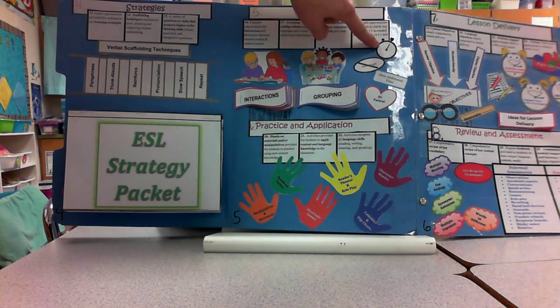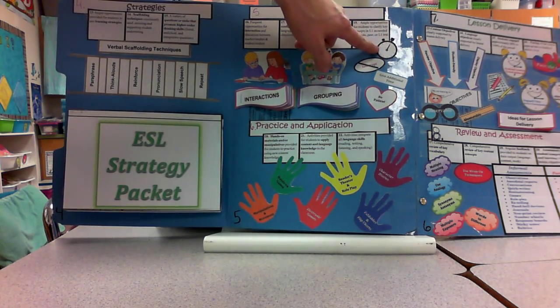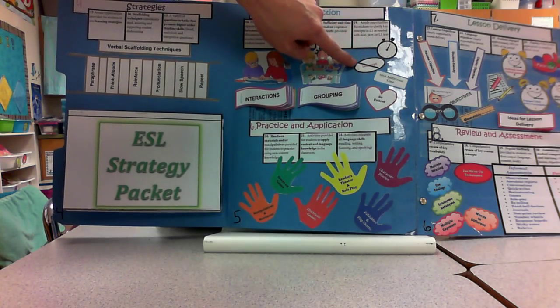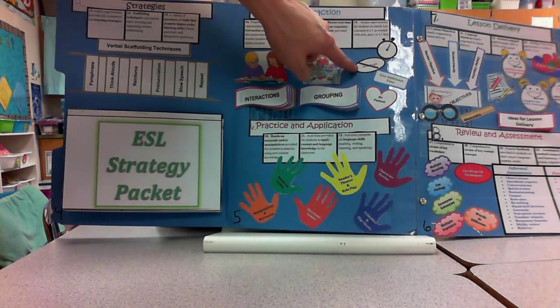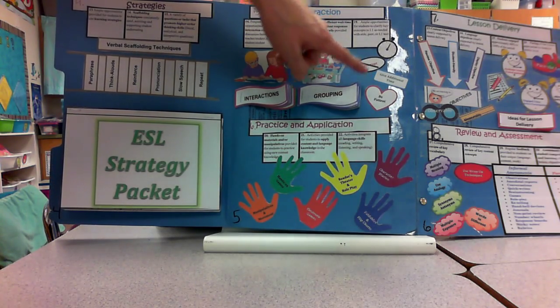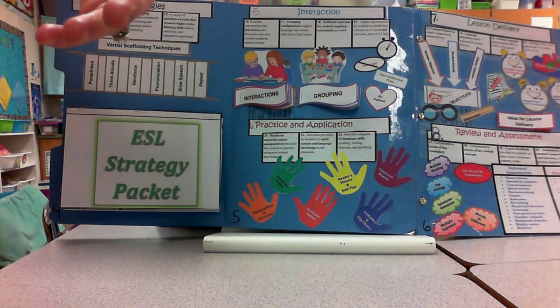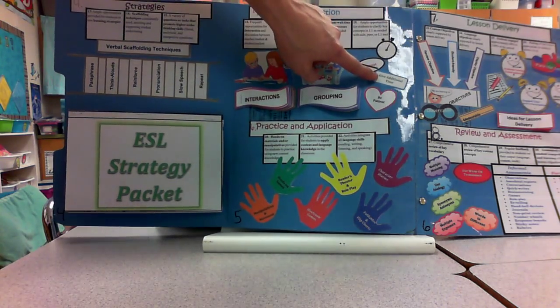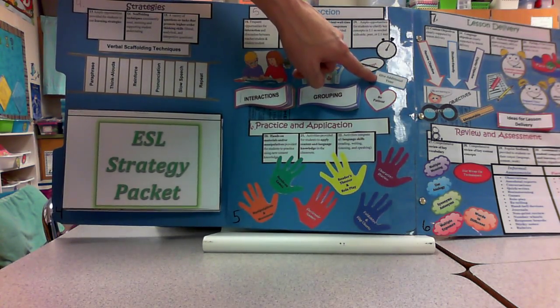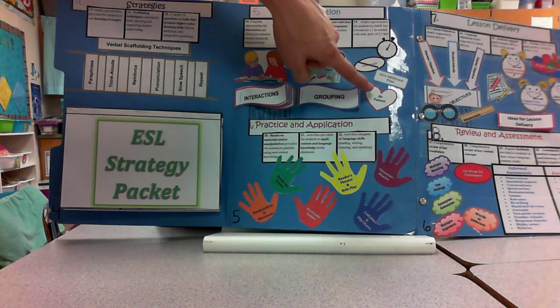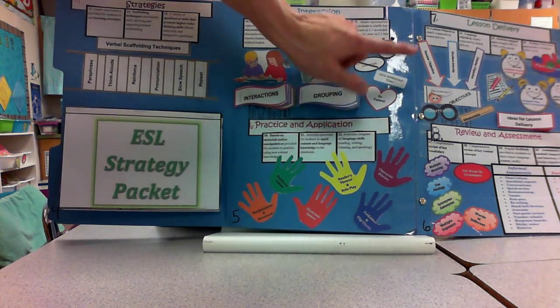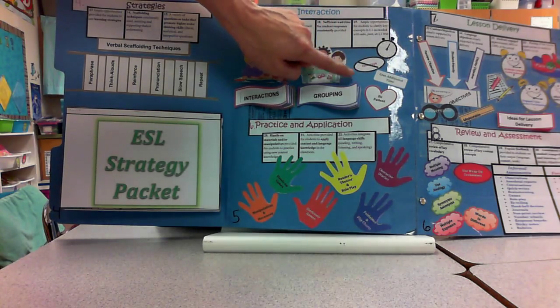Also, this clock here is to remind you to provide enough wait time for students to respond. This here says that you need to avoid constantly interrupting and correcting students. That's going to discourage them from participating in class in general. This here is to remind you to allow for additional time to complete tasks. And this little heart shape is to remind you to be patient and understanding.